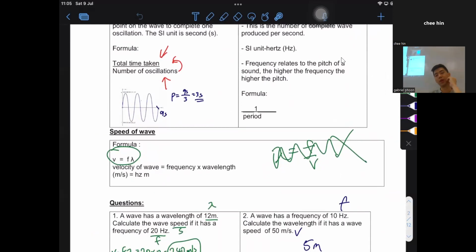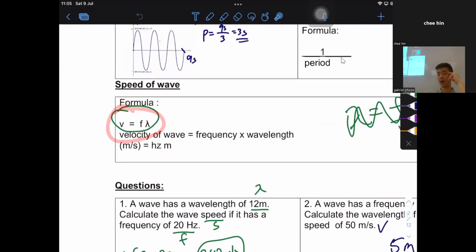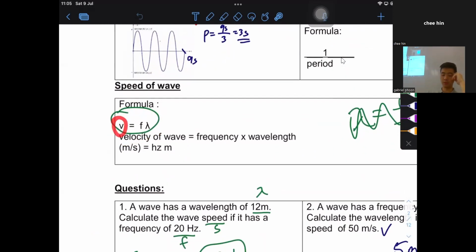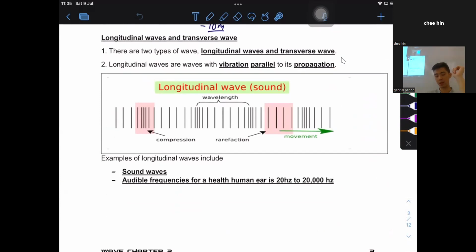Then after that, we also learned about the formula for wave speed, right? V equals f lambda. V, which is the velocity of the wave, is equal to the frequency multiplied by the wavelength of the wave. Depending on the frequency and the wavelength, the speed of the wave can be fast or it can be slow, right? And then we did a lot of calculations last week.